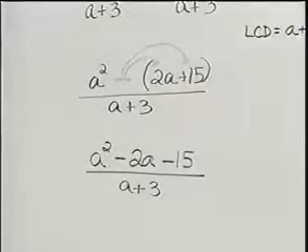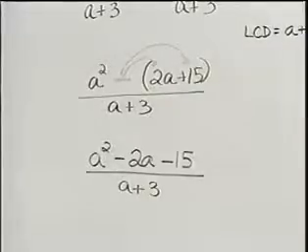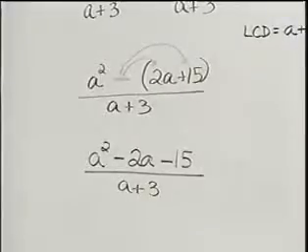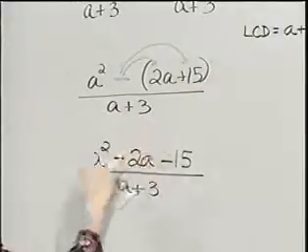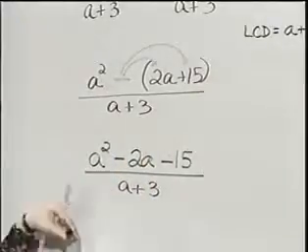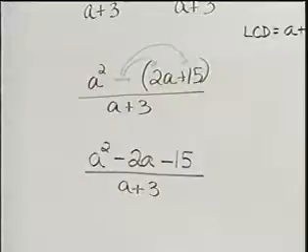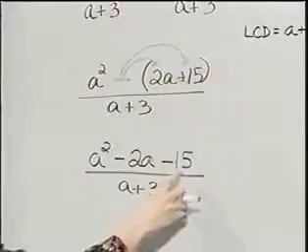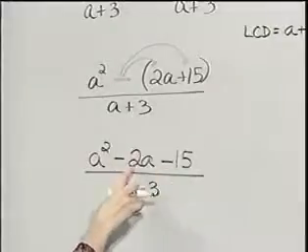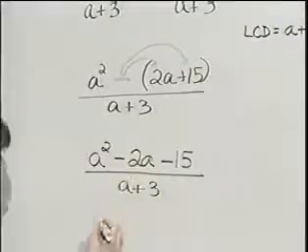Now at first it might not look like you can reduce this to lowest terms, but let's remember the keyword factor here. This top polynomial is factorable. So let's actually factor a squared minus 2a minus 15. A squared minus 2a minus 15. Two numbers that multiply to negative 15 and combine to negative 2. Let's see.